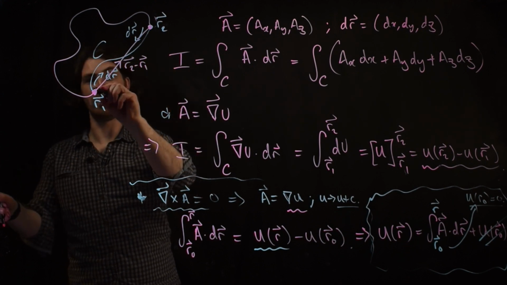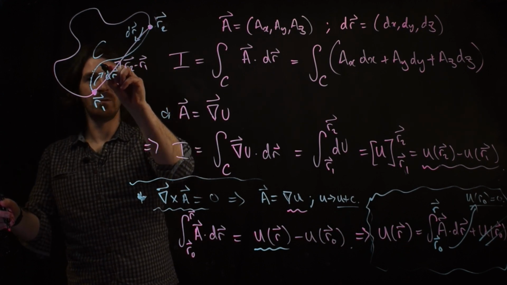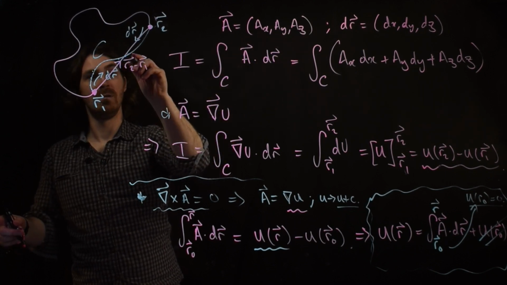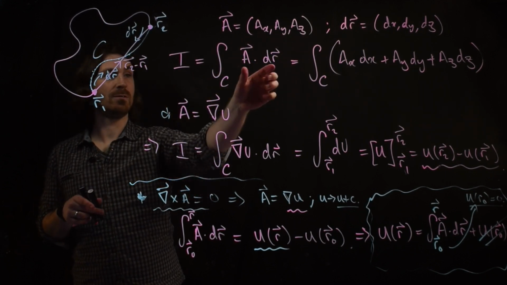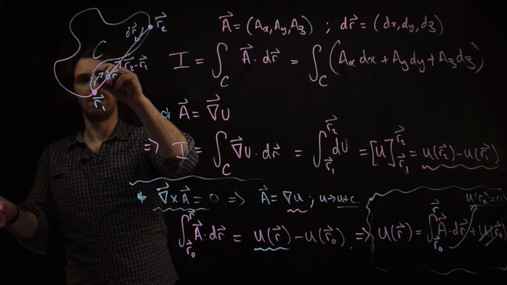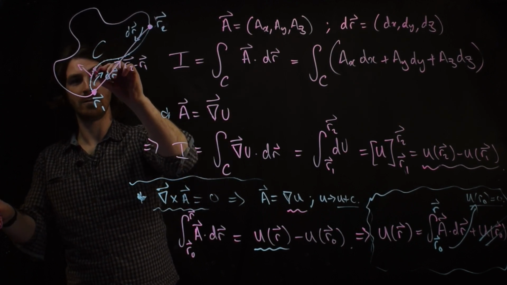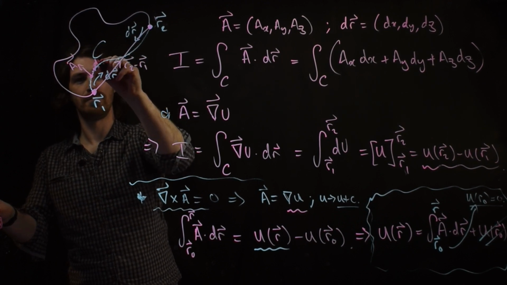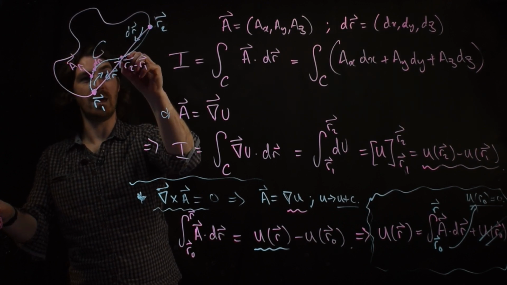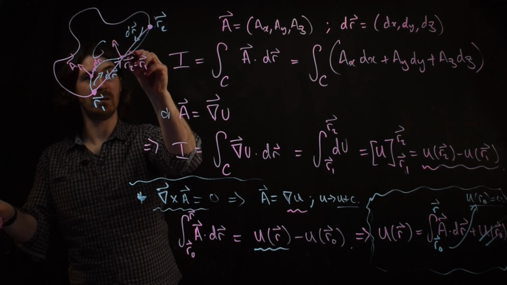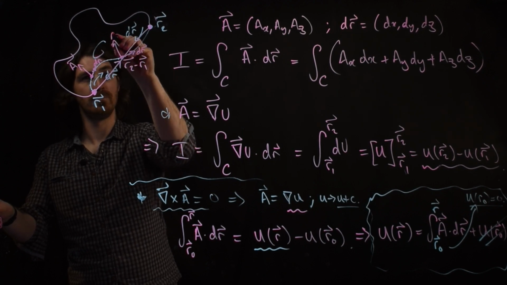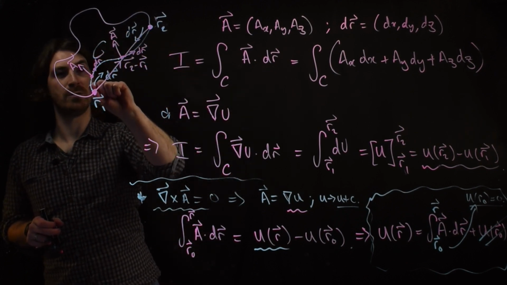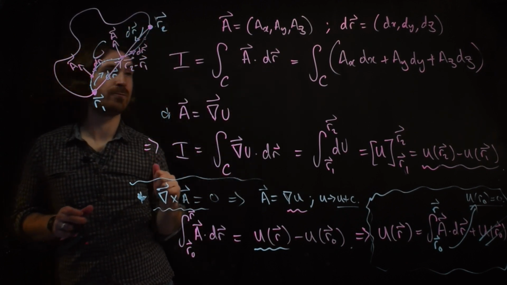At every point on the curve, we're going to think about what A is, and what A dot dr is. So maybe A is like this, dr is like this at this point. At this point, A may be like this, dr like this. We just add up all the A dot drs as we move along the curve.